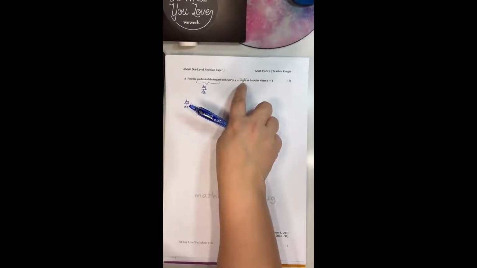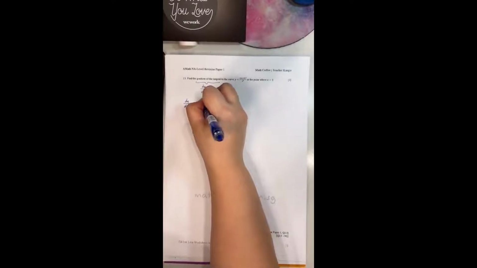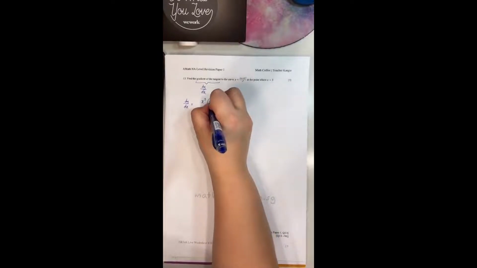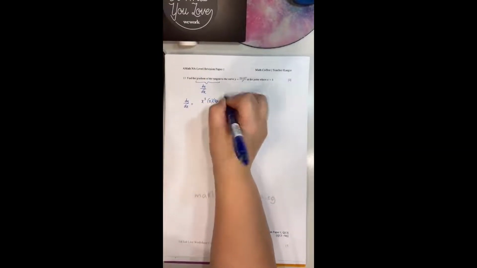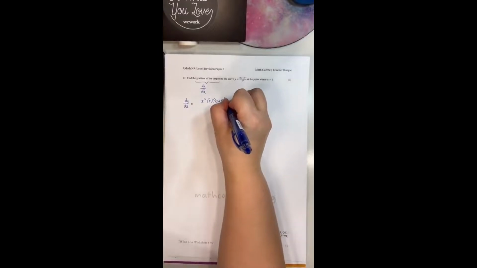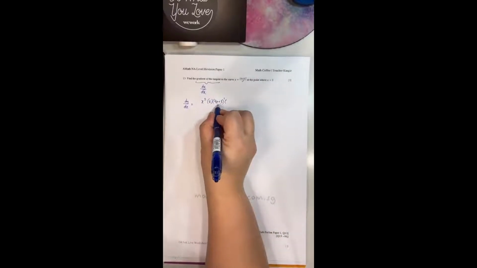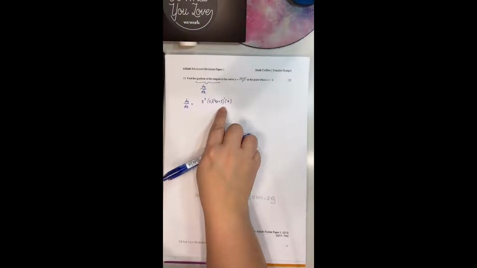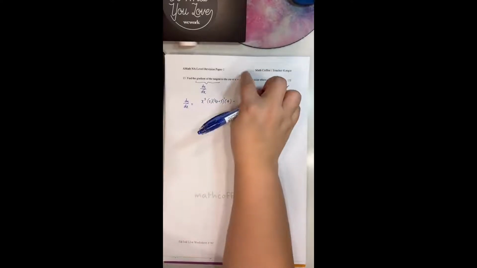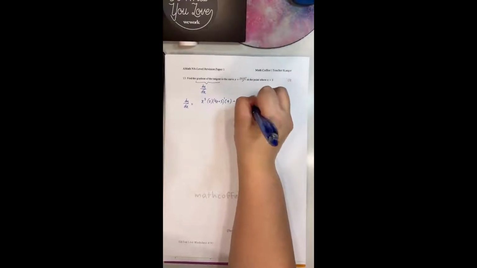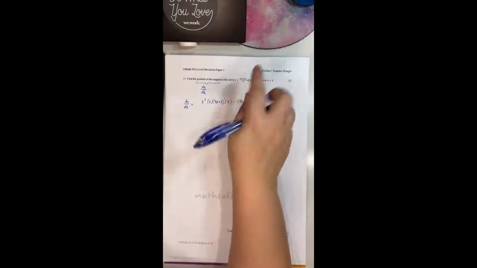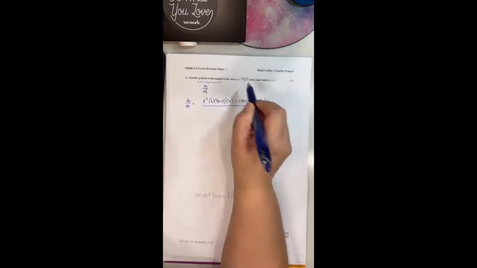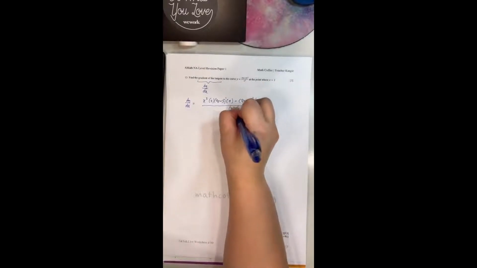Quotient rule: keep the bottom. My bottom is x cubed. Keep the bottom, differentiate the top. For the top, I'm going to use the chain rule, so it will be 2(4x plus 3) to the power of 1, and multiply by differentiating the inside, which is 4. Minus, keep the top, which is (4x plus 3) squared, times the derivative of the denominator, which is 3x squared, over the bottom squared, so it's (x cubed) squared.